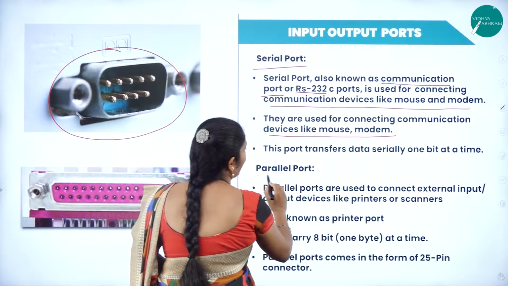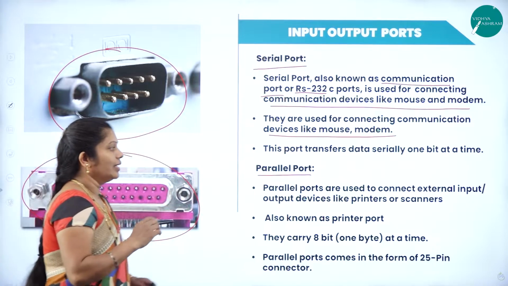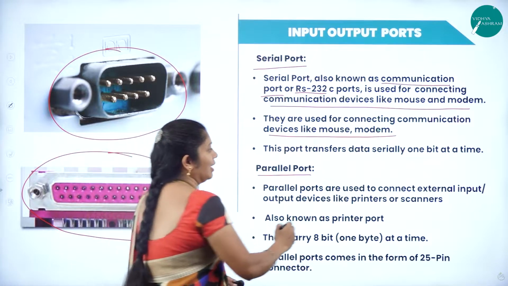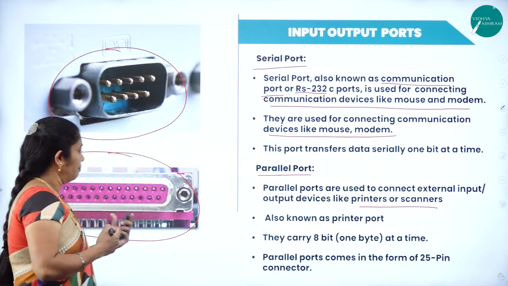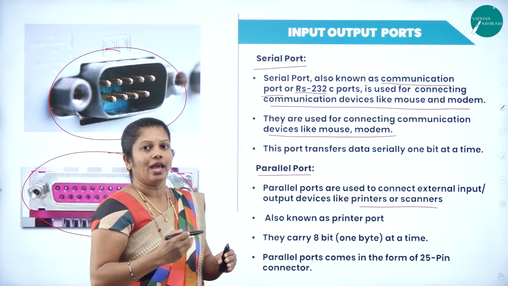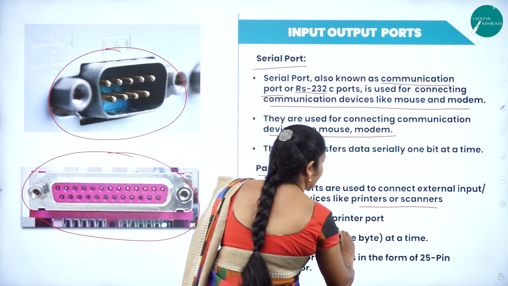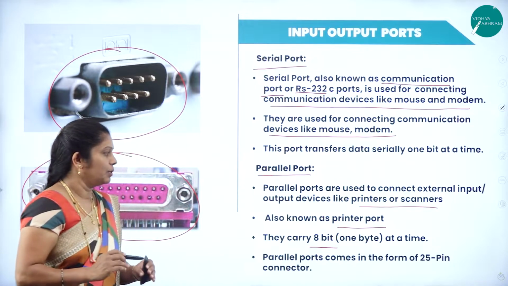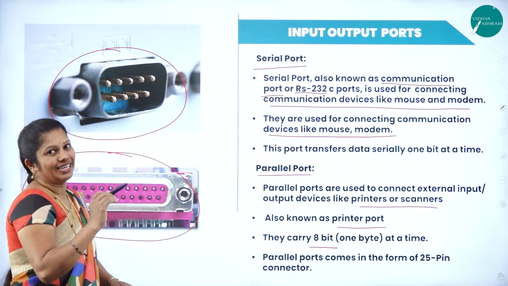Next, we'll discuss the parallel port. This is the parallel port. The parallel port is mainly used to connect additional or external input-output devices like printers as well as scanners. For that purpose, we are using this parallel port, whereas this is the serial port and this is the parallel port. In the parallel port, it will transfer 8 bits of data at a time. It is also known as printer port, and usually it carries 8 bits at a time. Parallel ports come in the form of a 22 pin connector. Here, if you observe, we have 22 pin connectors.